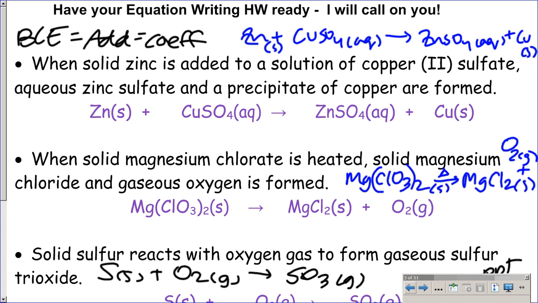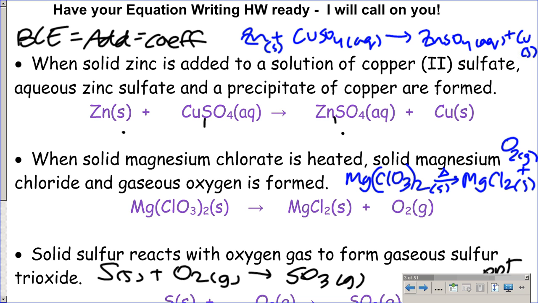So how many zincs on the left? Shout it out. Let's go. 1. How many zincs on this side? 1, because there's an imaginary 1 back there. Zinc is good. How many coppers on this side? 1, because there's an imaginary 1 right there. How many coppers on this side?